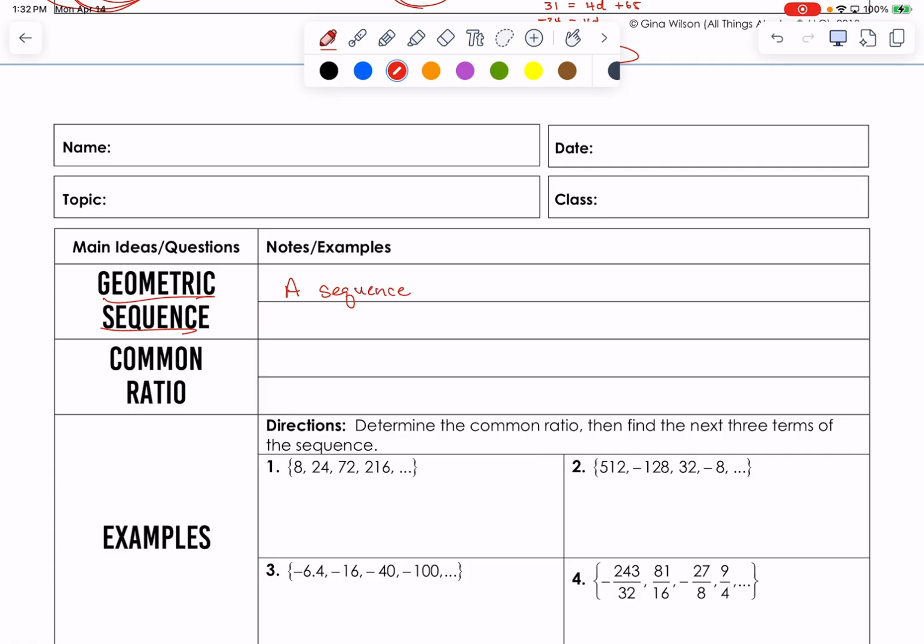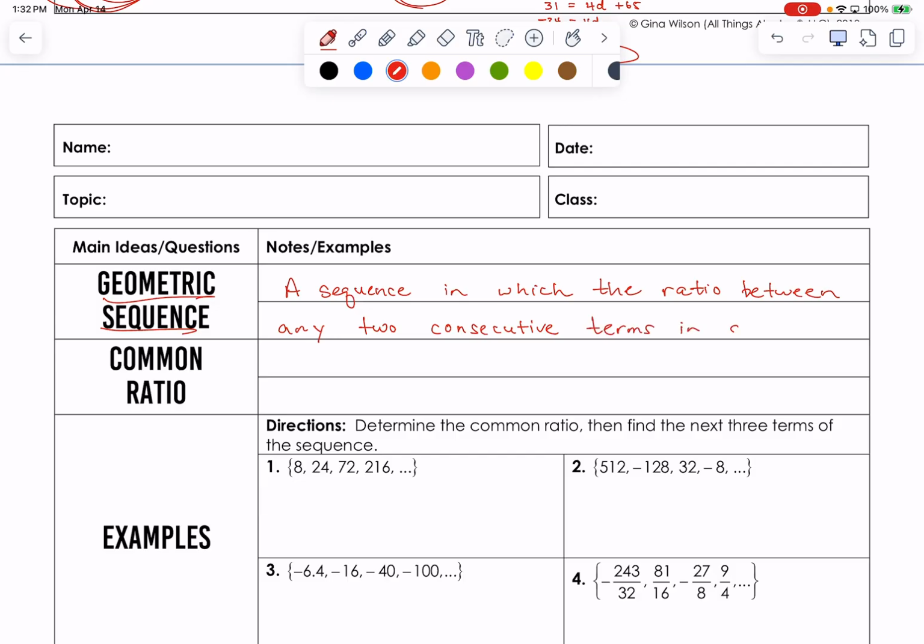Geometric. A sequence, again, a list of numbers in a particular order. A sequence in which the ratio, which means it's going to be a fraction now, between any two consecutive terms, that means in a row, back to back, one right after the other, is constant.